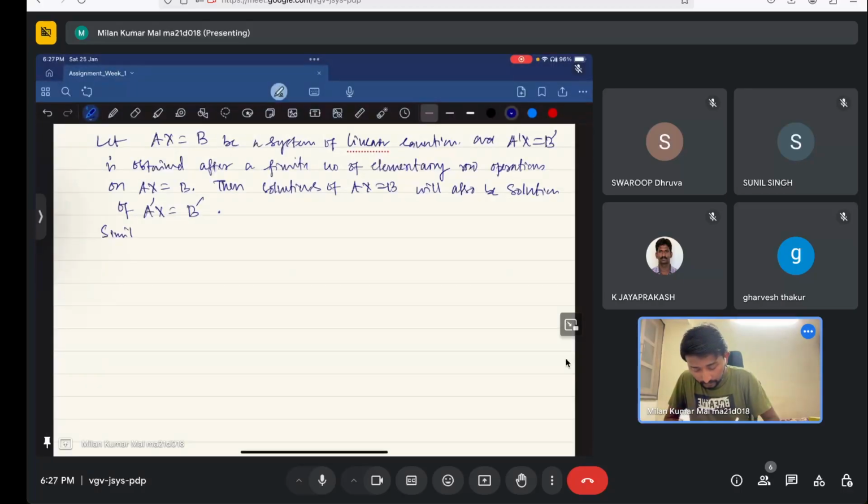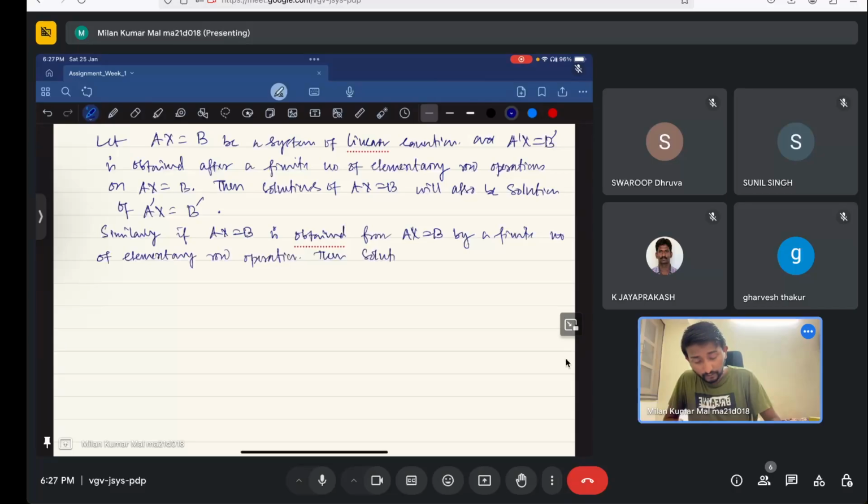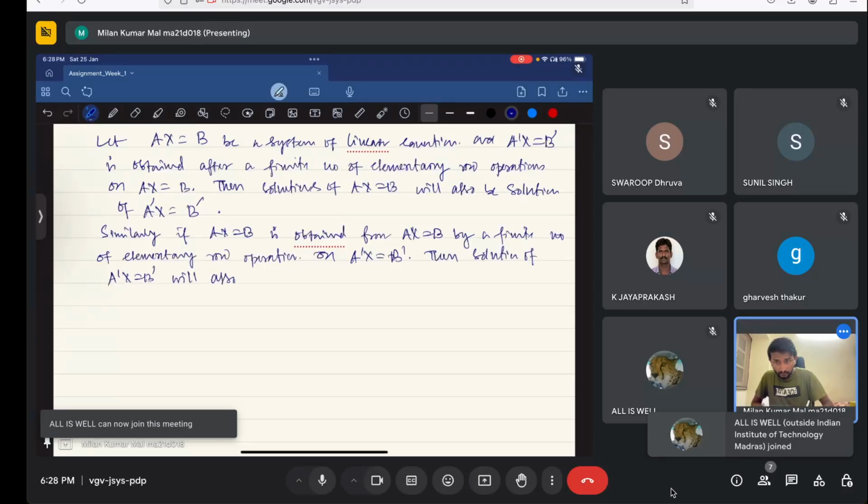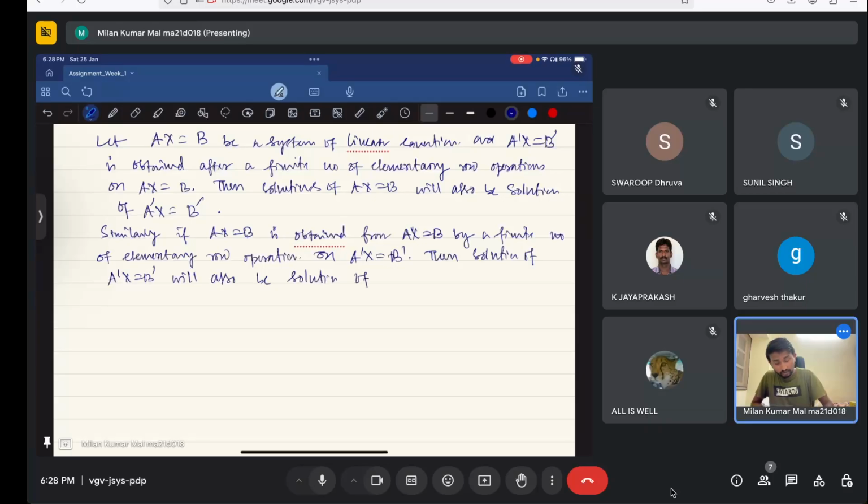Similarly, if Ax = b is obtained from A'x = b' by a finite number of elementary row operations, then the solution of A'x = b' will also be a solution of Ax = b.